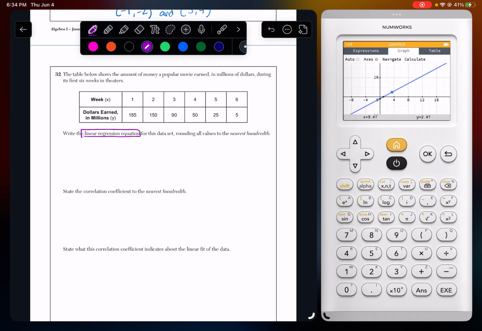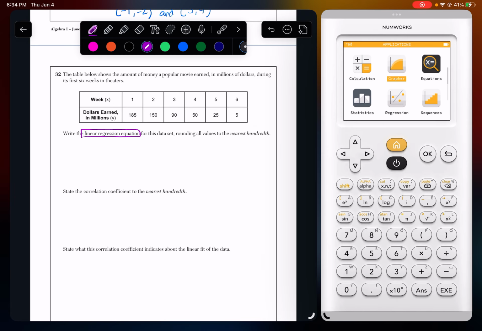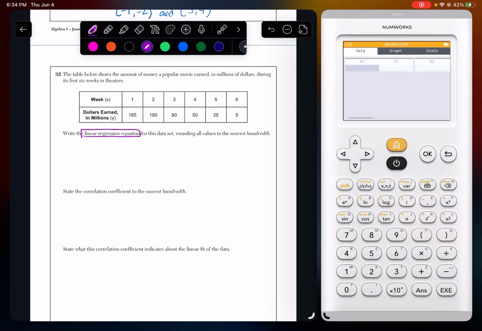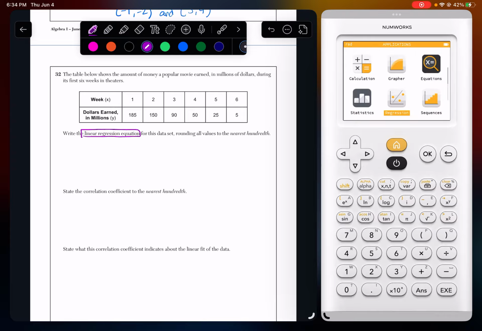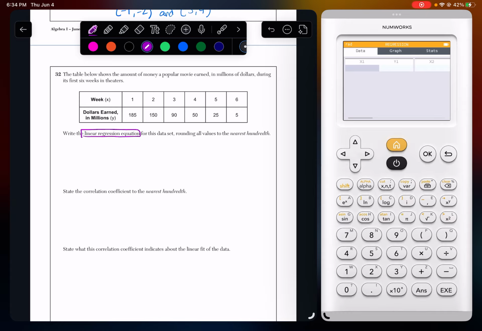So if we are doing linear regression, what's nice about this calculator is it has its own app just for this type of problem. So regression means we want a line of best fit, which means we're going to go to the regression app. So if we're in the regression app, we're not going to statistics, we're going to the regression app. That's the only thing that this app does, is it calculates regressions.